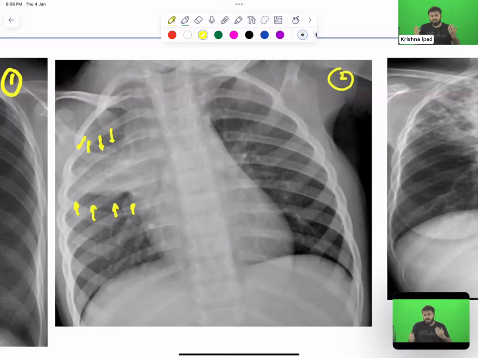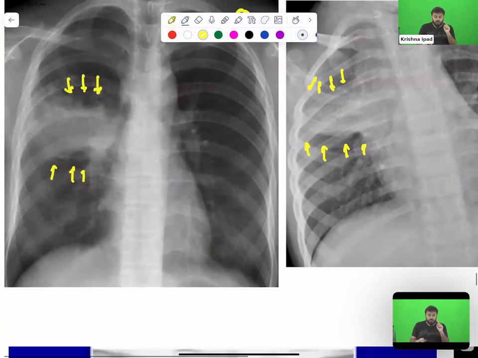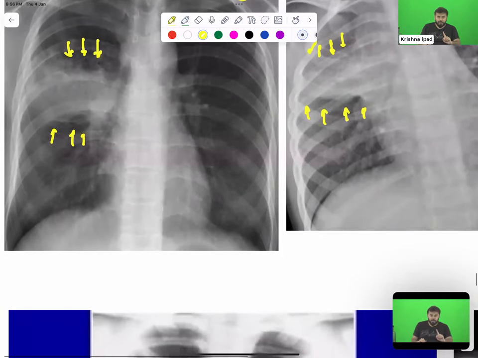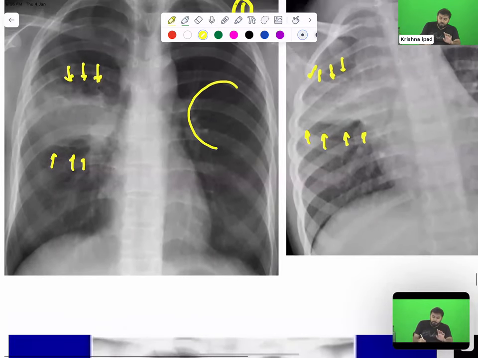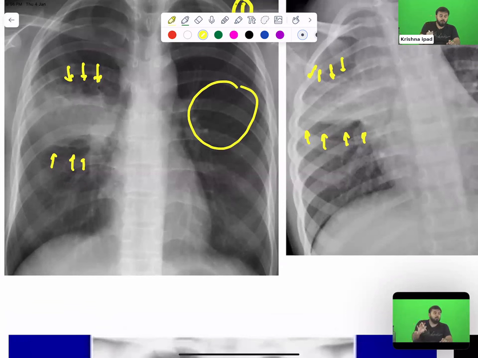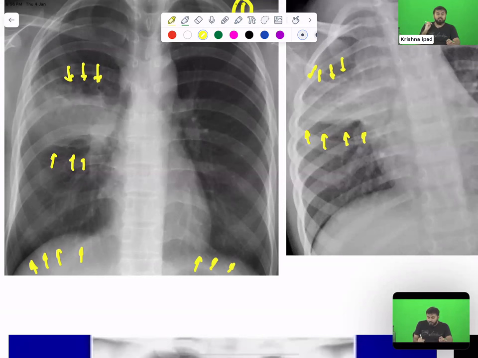Now, pleural effusion. Always and always remember, very important point I'm telling you: pleural effusion will not start in the middle. You see, there is a dome here. This is called the right hemidiaphragm. And here also there is a dome. This is the left hemidiaphragm. So the curve will start from here. You won't see the right or left hemidiaphragm, that will be pleural effusion. I will show you those X-rays also.